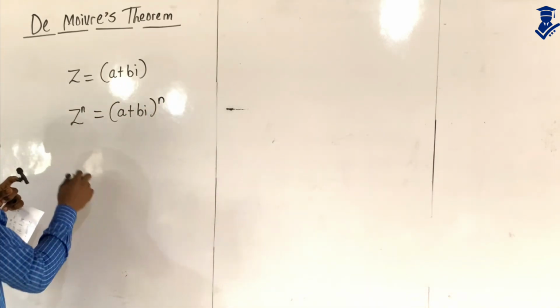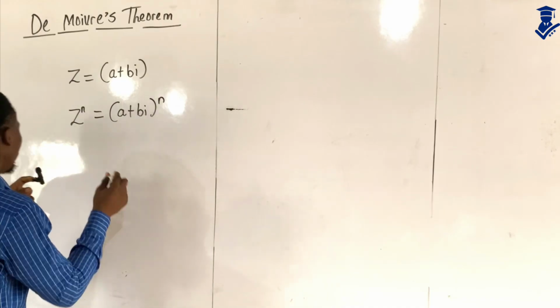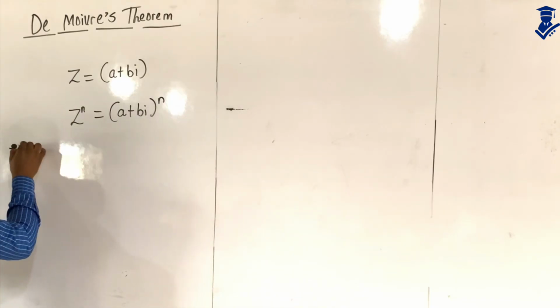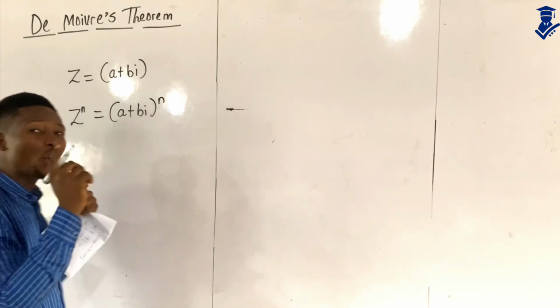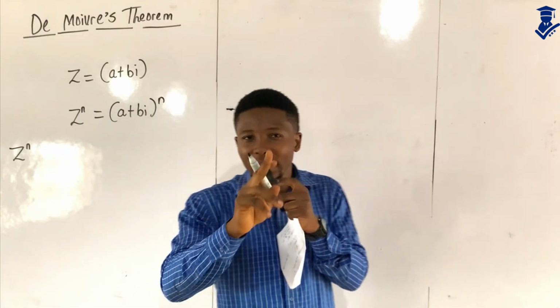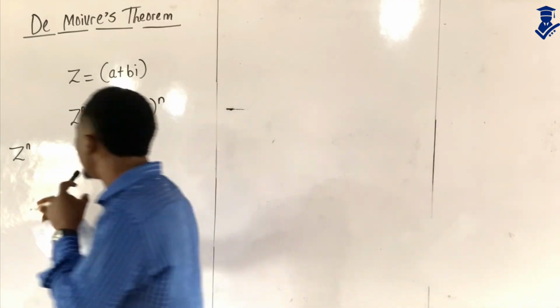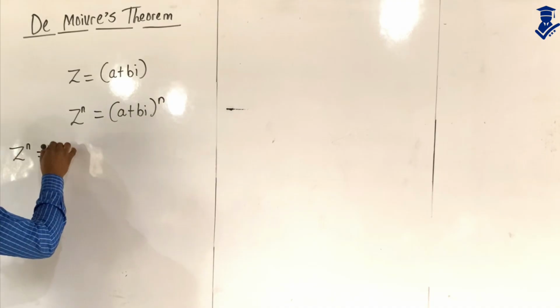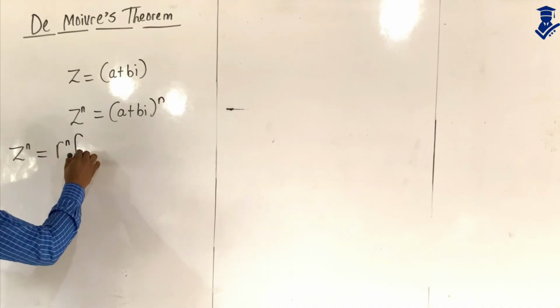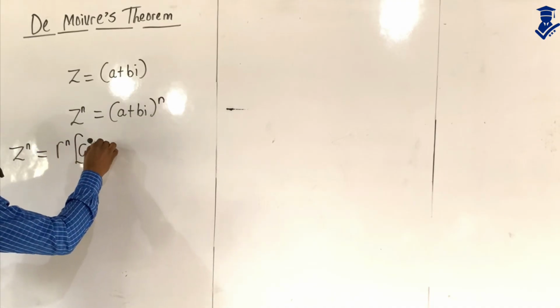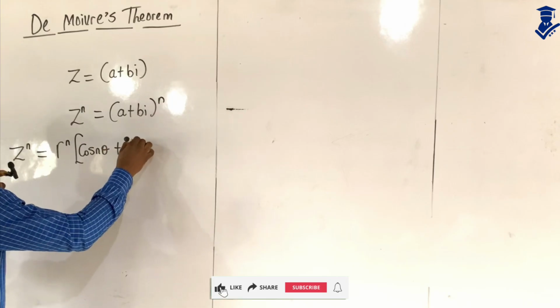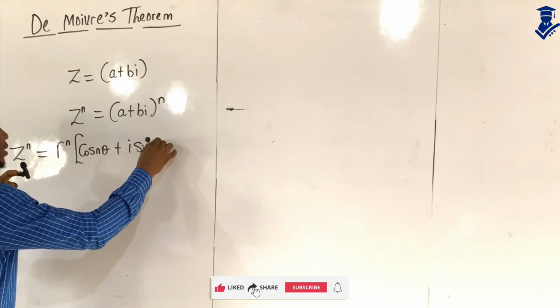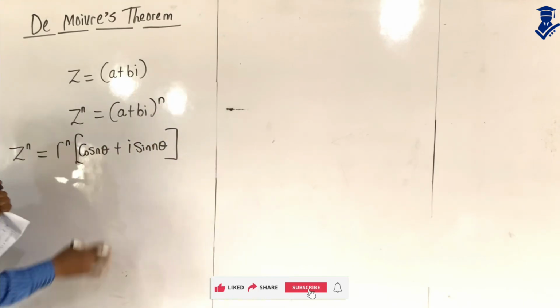Now, what's the formula for the Moivre's theorem? The Moivre's theorem says if I have z to the power of n, I want to find a complex number to any power, the formula is going to be equal to r to the power of n into bracket cos n theta plus i sine n theta. Alright, this is the formula.